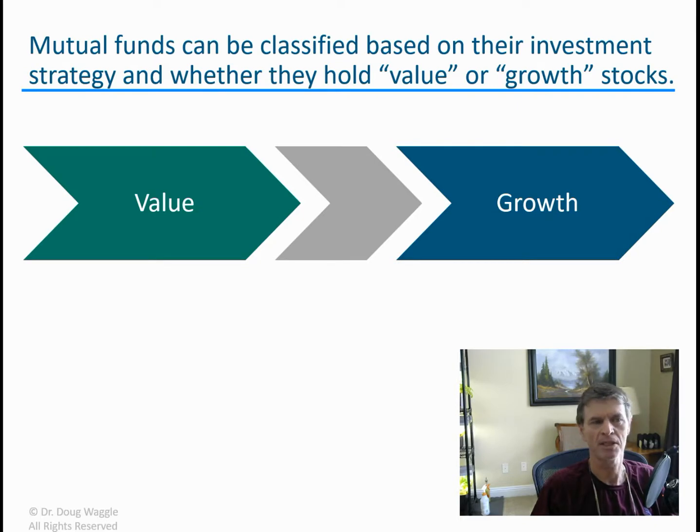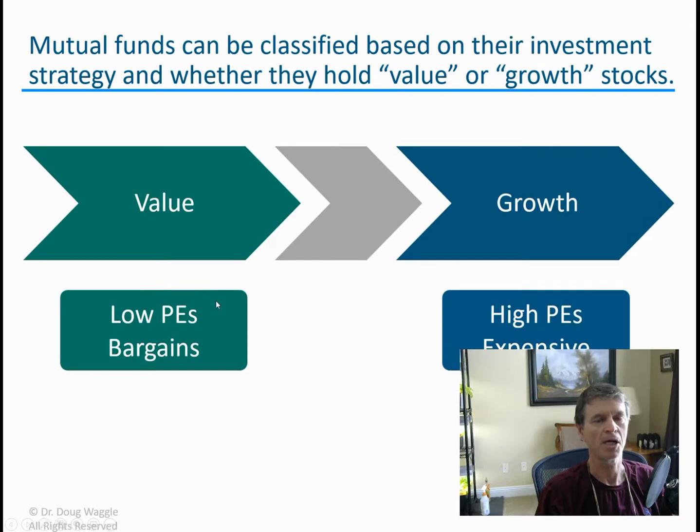So value companies are lower priced relative to certain measures. Can you get a bargain based on the price earnings ratio? Remember, we saw that before. That's one way to classify a stock as a value stock. Growth stocks are stocks that have been growing earnings and share price at an above average rate, and you tend to have to pay more for them because they're doing so well. So we'll see some funds that are classified as value, some classified as growth.